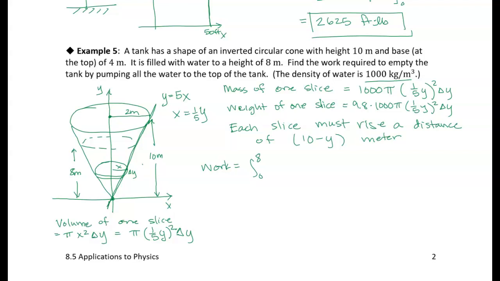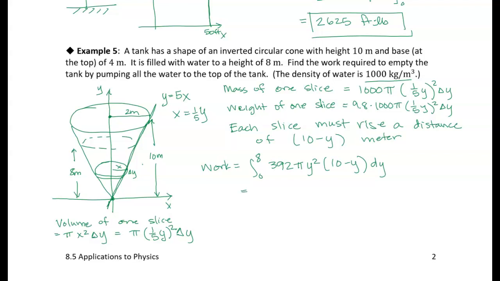And so if I rewrite that, I'm going to take the weight of one slice. I'm going to rewrite this whole thing as 9.8 times 1000 times pi times 1/5 y quantity squared. If I simplify that, I'm going to get 392 pi y squared delta y, but then I also have to take it times the distance, which is 10 minus y. So that's the distance we have to lift any given slice at a given level of y. Okay, and then dy, right? I'm basically taking the weight, which is the force it takes to lift a slice, times the distance we have to lift it. And if we do that, we'll get the work.